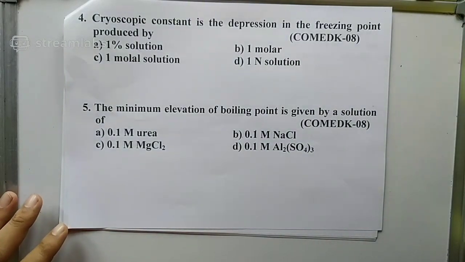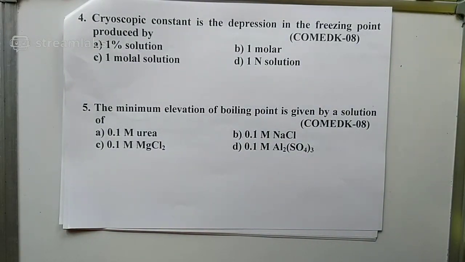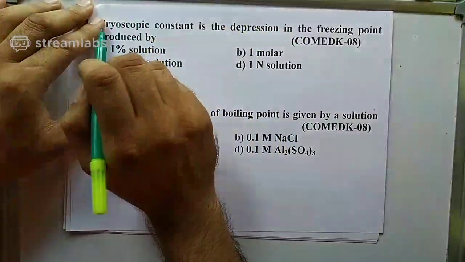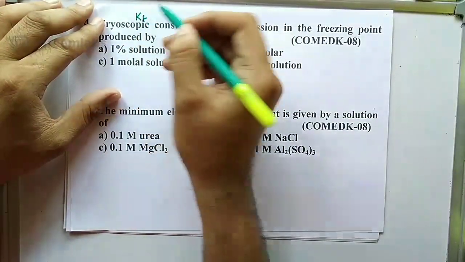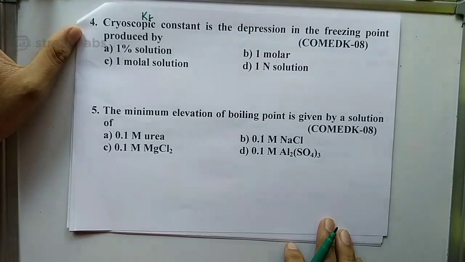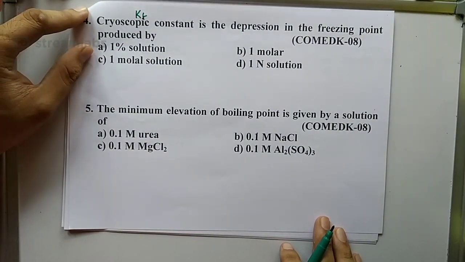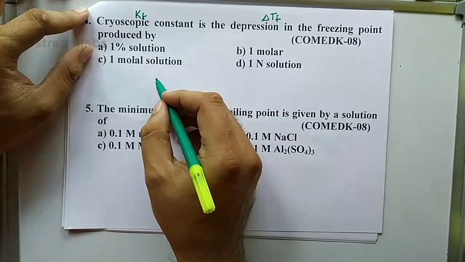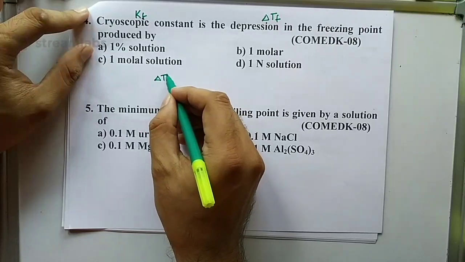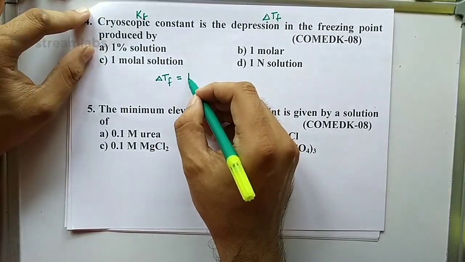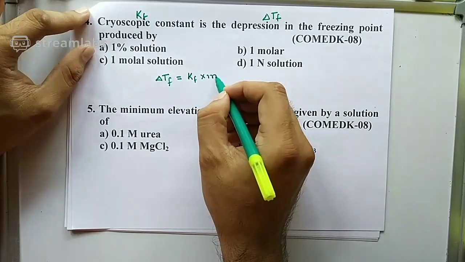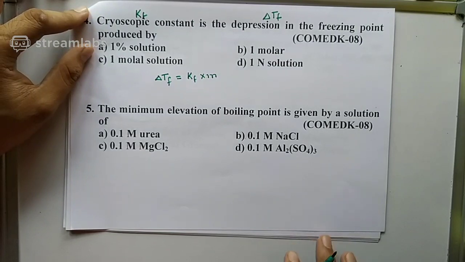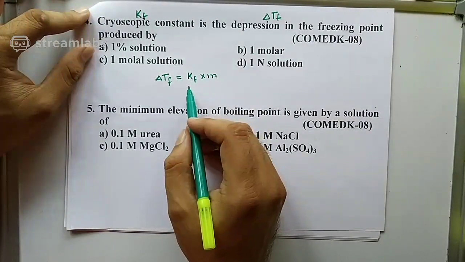Cryoscopic constant is the depression in the freezing point produced by. First of all, tell me what is cryoscopic constant. Cryoscopic constant is nothing but Kf. It is the depression in the freezing point. Depression means delta Tf. So now we know that delta Tf is equal to Kf into m whenever a non-volatile solute is added. Now they're asking what this Kf is.